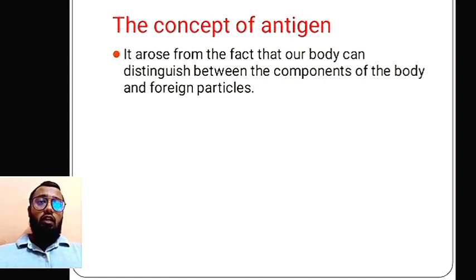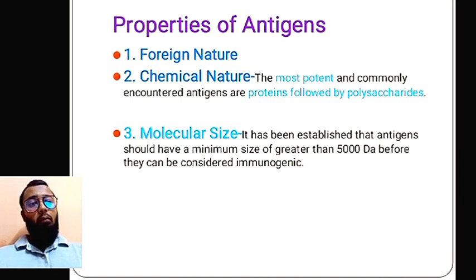The concept of antigen arose from the fact that our body can distinguish between foreign material and self material. Our body easily differentiates the self cell from the non-self or foreign cell. So an antigen is mainly considered a foreign particle, and when it enters our body, it evokes the immune response. In response to the antigen, the body induces the production of antibodies, which act against the antigen. Most antigens in humans enter through many ways, and we are going to study how antigens enter in our next videos. So let's see the properties of antigen.